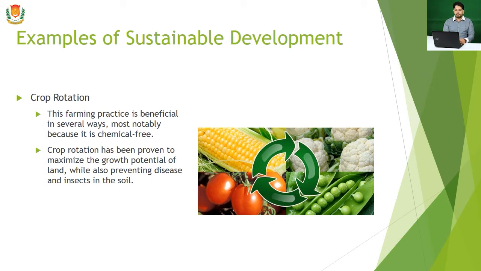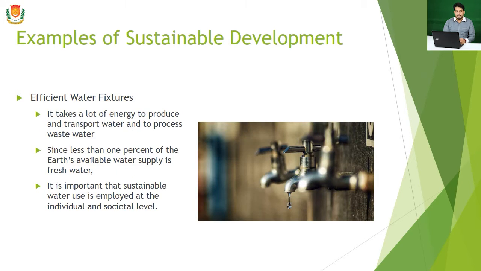Another example of sustainable development is efficient water fixtures. As it is written here, you can see on your screens, it takes a lot of energy to produce and transport water and to process wastewater. Since less than 1% of the Earth's available water supply is fresh water, it is important that sustainable water use is employed at individual and societal levels. Okay, so these were the examples of sustainable development.